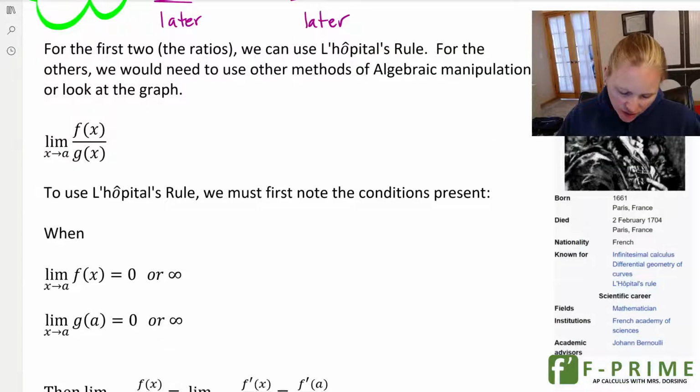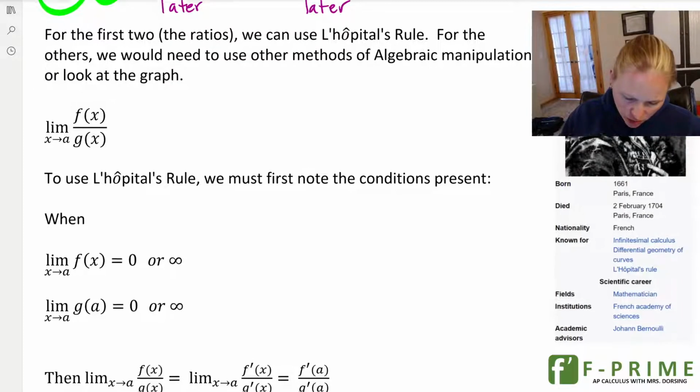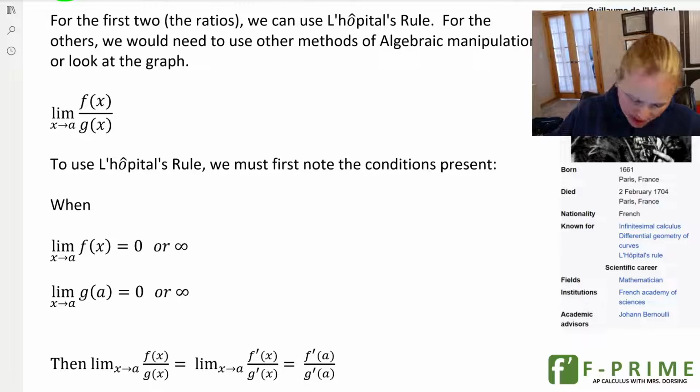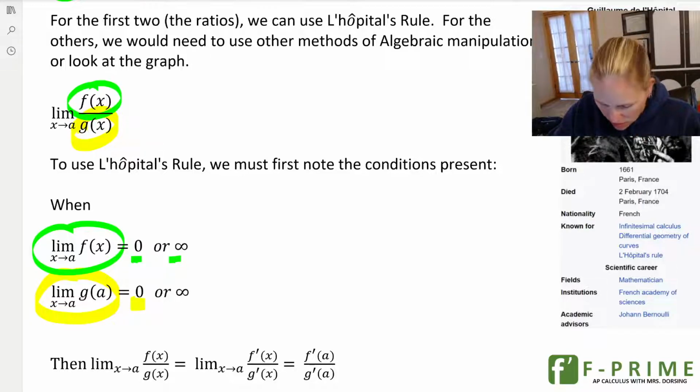And so what he did was he said, okay, if I have the limit as x approaches a of some function compared to another, so this is called a rational function, so it has to be a fraction. He said, well, if the limit as x approaches a of f of x equals 0 or infinity, so that's the numerator, right? So he is noting this. The limit of the numerator is 0, for example. And then he said, and the limit of the denominator is also 0 or infinity.